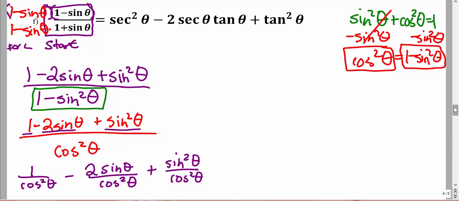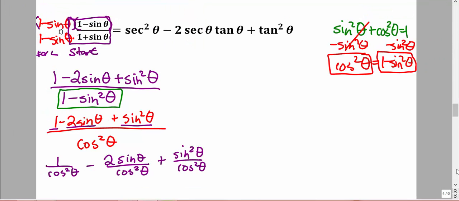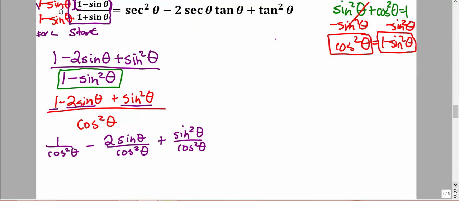Alright, so now we have 3 separate fractions, and keep in mind what our goal is right there. We want to get 3 separate terms where one looks like secant squared theta and the middle one is minus 2 secant theta tangent theta plus tangent squared theta. So I think that we can see that we have the first term already. 1 over cosine squared theta is secant squared theta. And the last term, it looks like we have that as well. Sine squared theta divided by cosine squared theta is tangent squared theta.